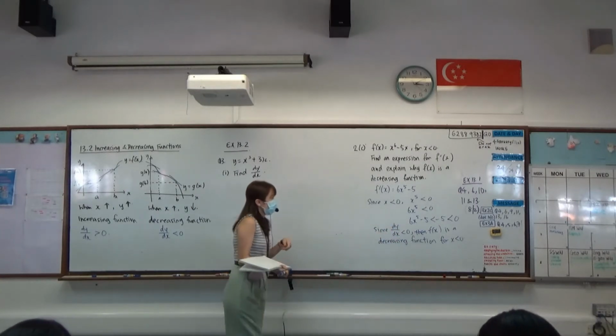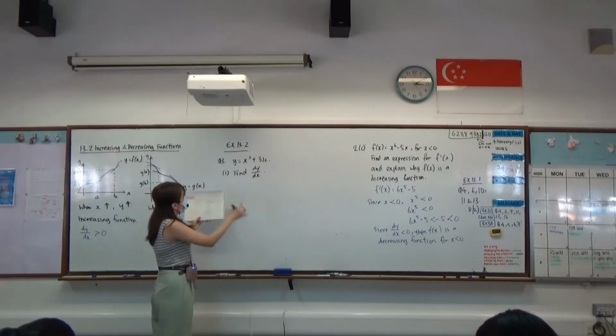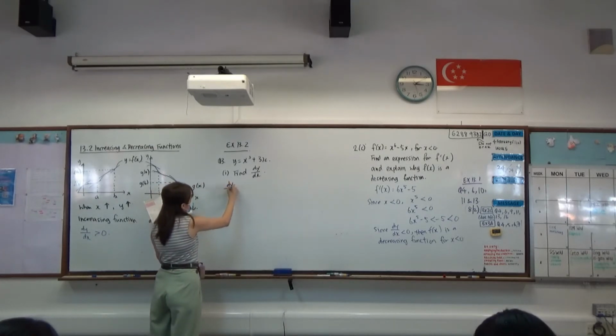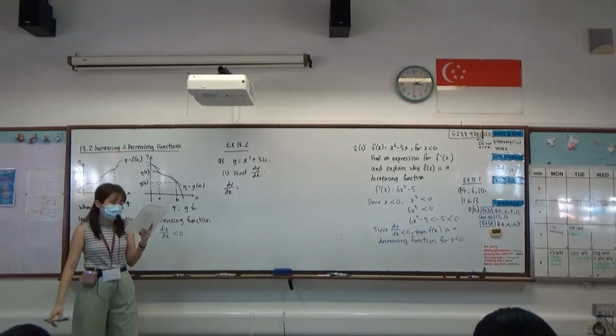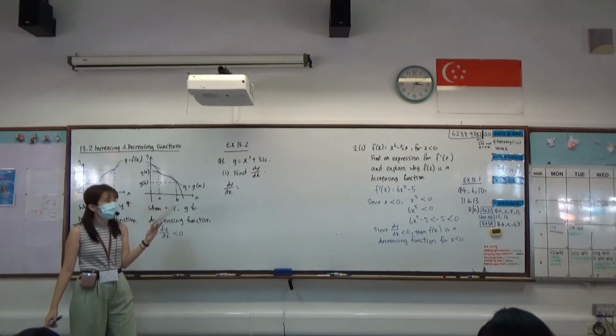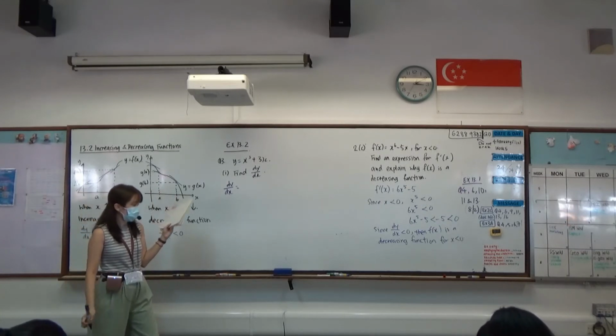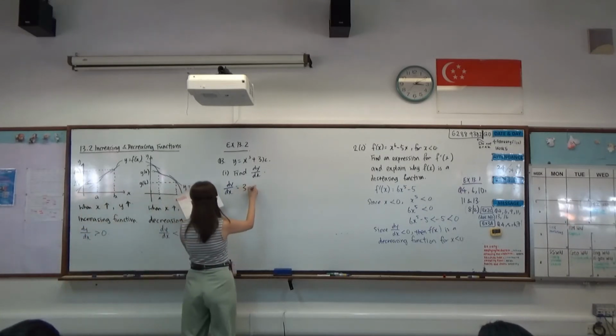Okay, so part I, dy over dx, what would it be? Zhen Quan? 3x squared plus 3, good.